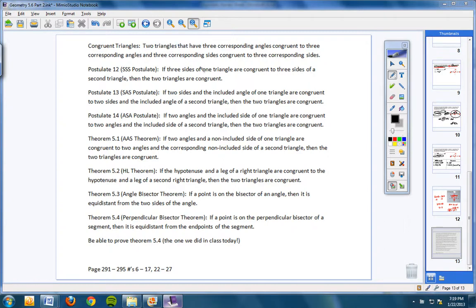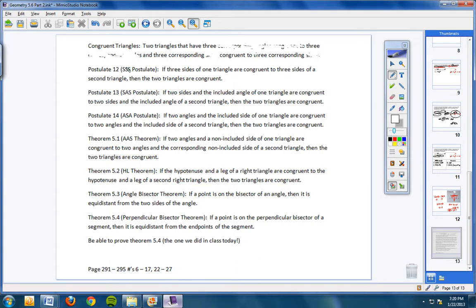So, for example, I might have blanks here. Definition of congruent triangles. Two triangles that have 3, and I might have blanks right here, corresponding angles congruent to 3 corresponding angles. That makes sense. And then 3 corresponding sides congruent to 3 corresponding. I might put blanks there.